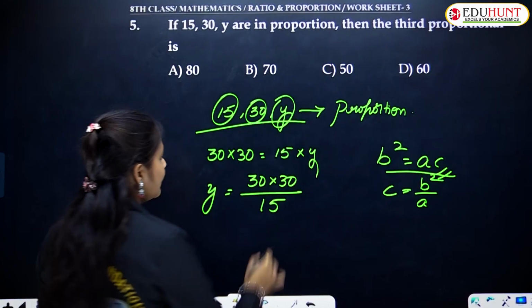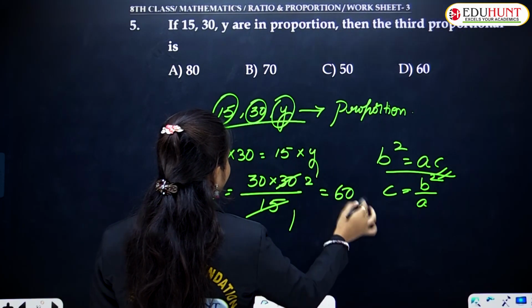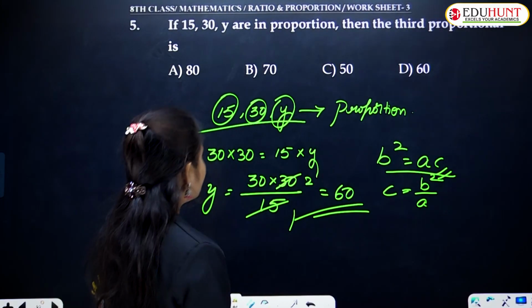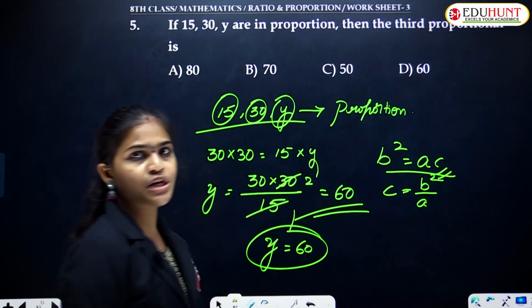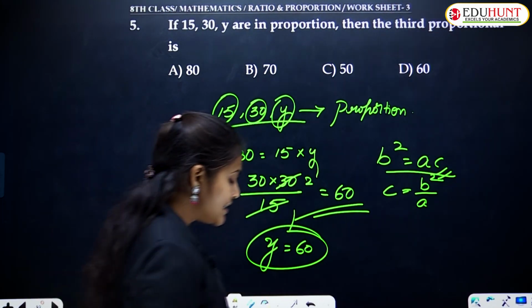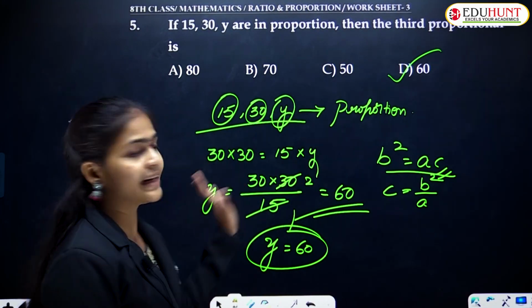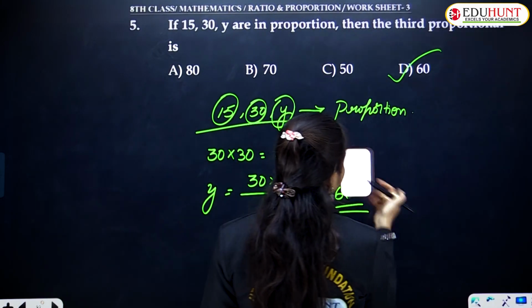By 15. So 15 ones are 15, 15 twos are 30, so 30 twos are 60. What is the third proportion here? Y is equal to 60. What is the answer here? Y is equal to 60. The third proportion is 60. If you have a doubt whether it is correct or not, just go for verification.